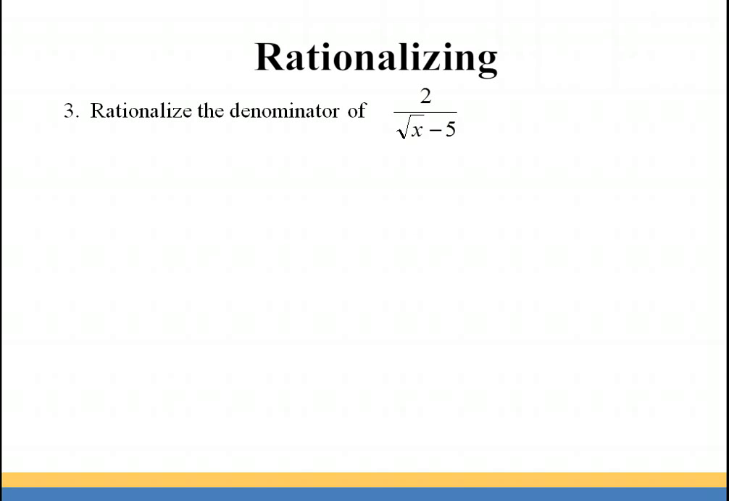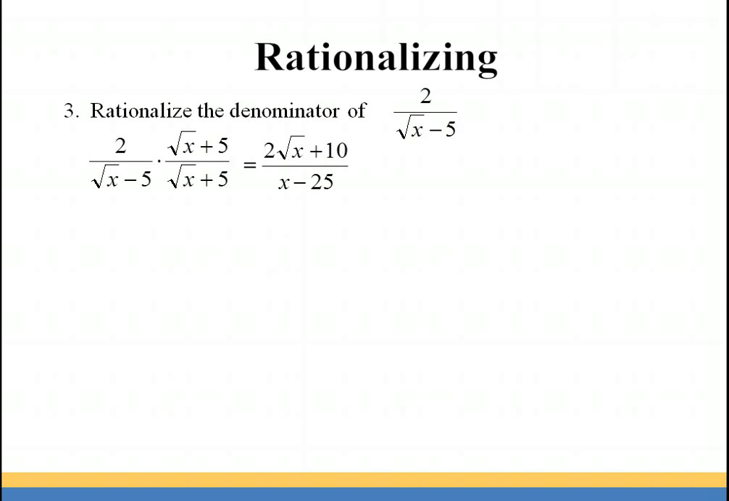Here's our next problem. We have 2 over the square root of x minus 5. And we want to rationalize that. We're going to be able to rationalize it by multiplying numerator and denominator by what we call the conjugate. The conjugate is simply the same thing except with a change of sign between the two terms. So we have the square root of x plus 5 that we're going to be multiplying numerator and denominator by.